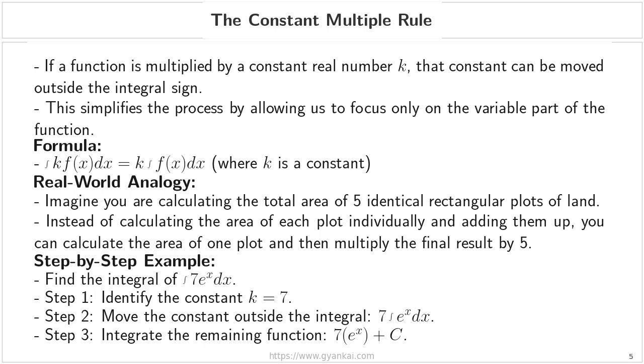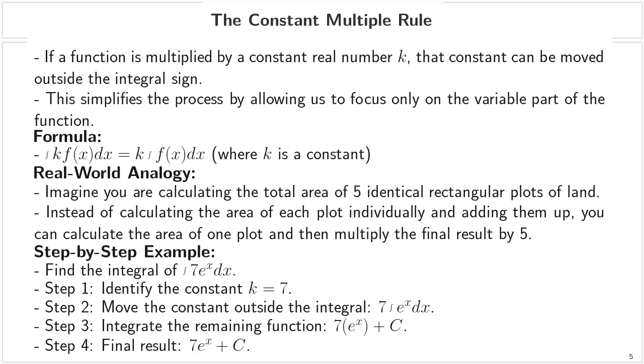Step 3, now we integrate the remaining function, which is just e to the power of x. We know from our basic integral formulas that the integral of e to the power of x is simply e to the power of x, so we have 7 times e to the power of x. Step 4, and finally, don't forget to add the constant of integration, c. Therefore, the final result is 7 times e to the power of x plus c.